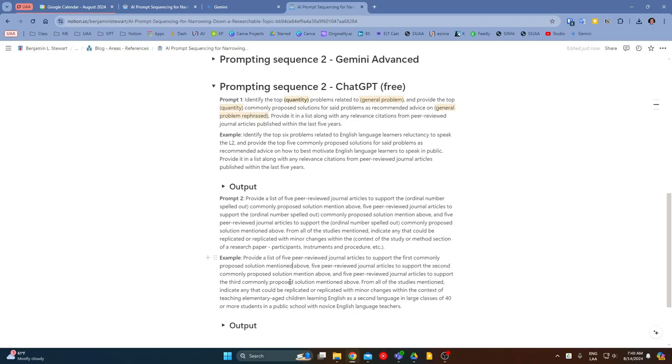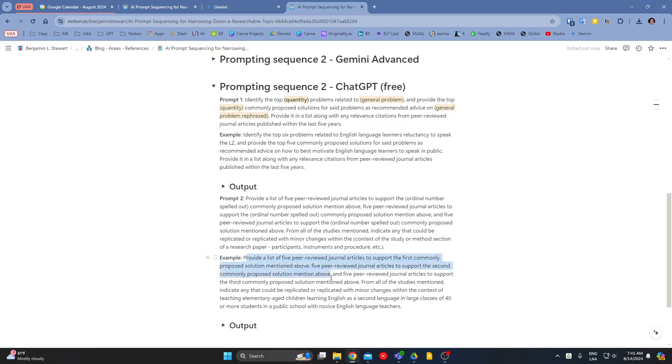So what I'm doing is I'm referring back to the output that's already been generated, and I'm going to continue this same pattern. 5 peer-reviewed journal articles to support the second commonly proposed solution mentioned above, and 5 peer-reviewed journal articles to support the third commonly proposed solution mentioned above.